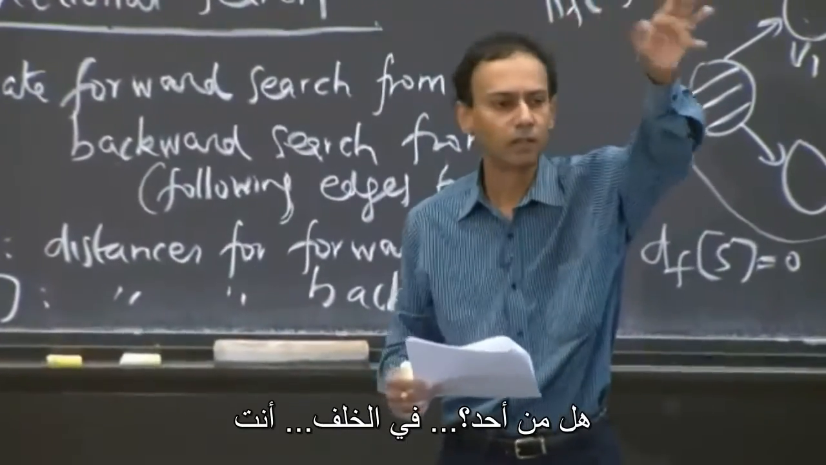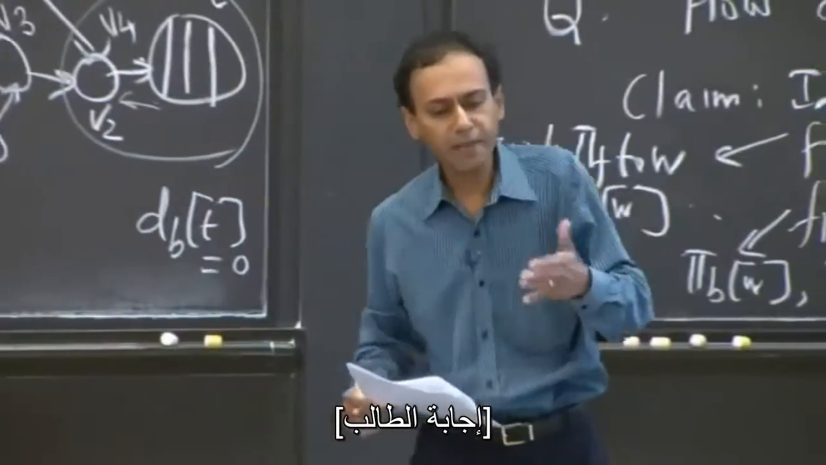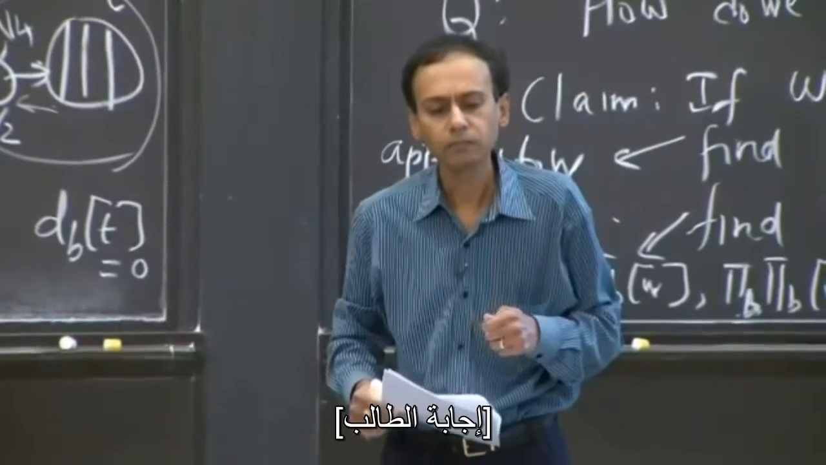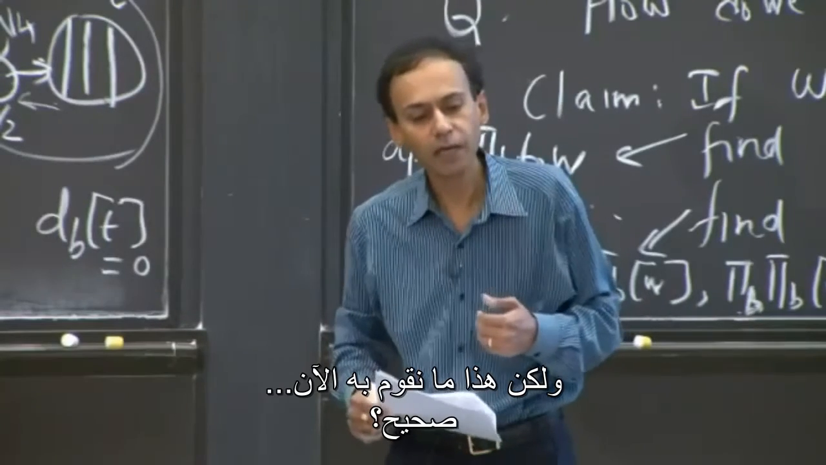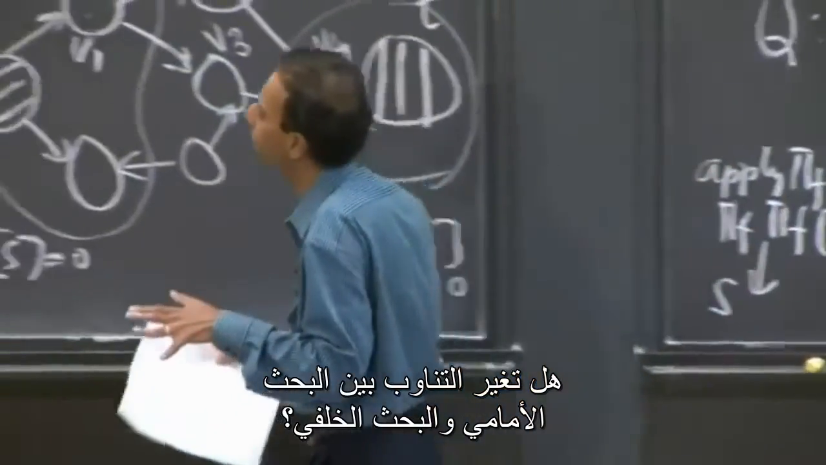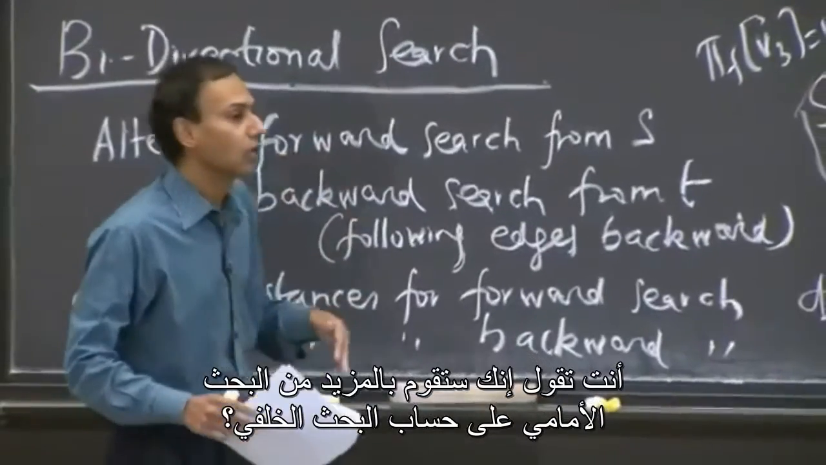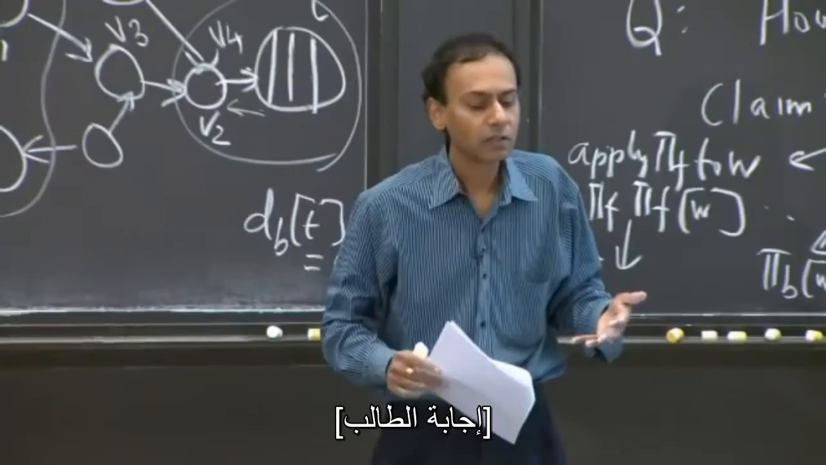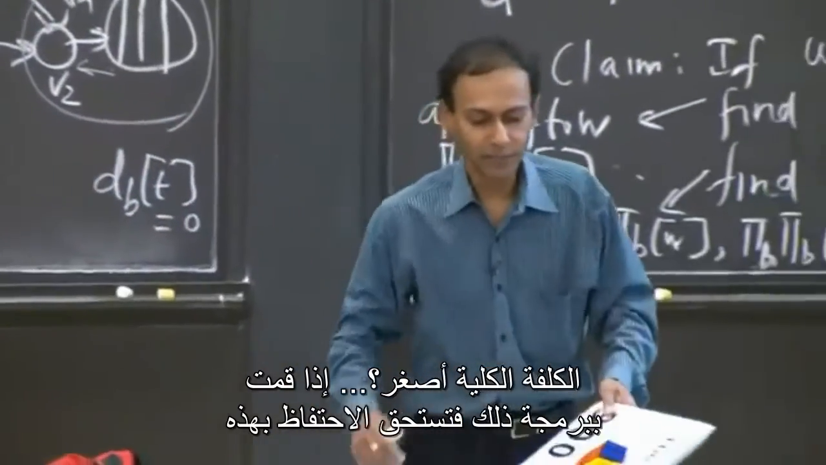Someone? Back there. Or actually you. Alternate based on the weight. So exactly how would we do that? So at each point you take the one that has the cheapest to go. But that's what we're doing now, right? So are you changing the alternation between the forward search and the backward search? You're saying that you're going to do more forward searches as opposed to backward searches? If the overall cost is lower. Overall cost is lower. You know, if you code that up, you get to keep this.